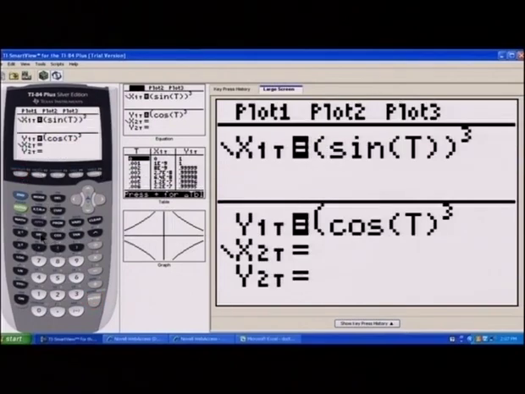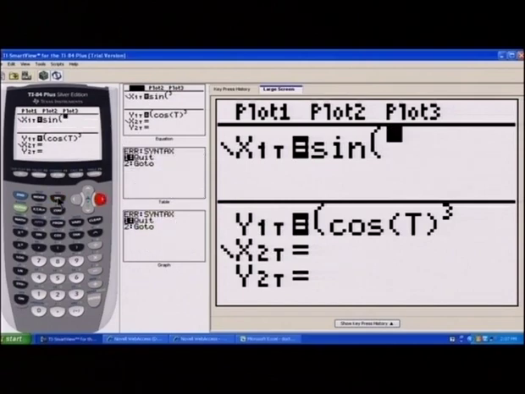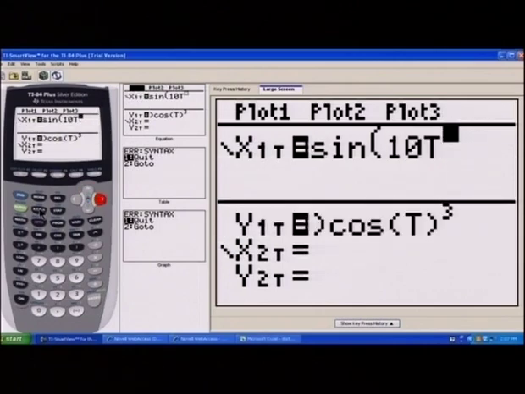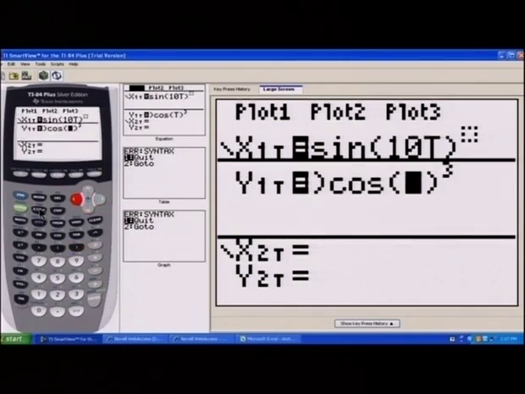Let's go back here and see if we can erase what we had. I need to get rid of my extra cubing up here. So let's put in the sine of 10 times t. And I never like it much for missing a parenthesis at the end. We can make this the cosine of 8 times t. And again, try to get rid of the cubed. What does this look like?